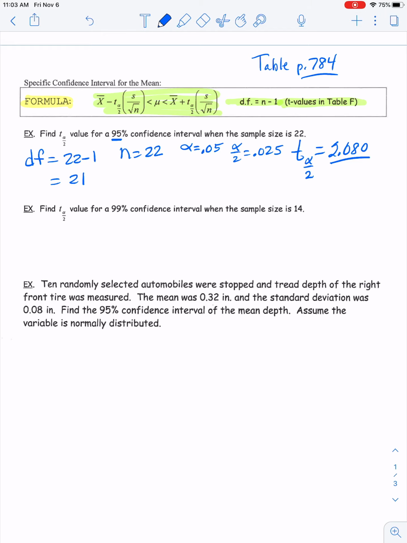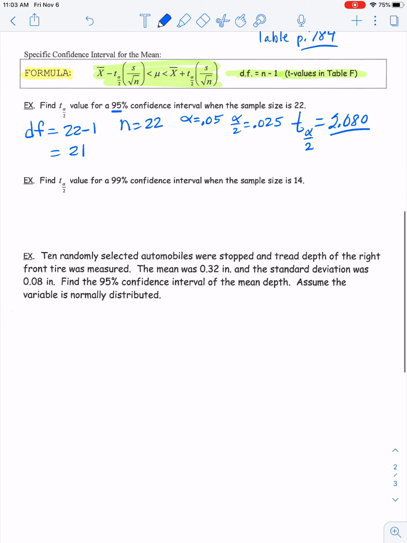We're not going to do tons with it right now just because of our given situation. But let's do another one. The next one, 99% confident, sample size 14. So N is 14. That means your degrees of freedom is 14 minus 1, or 13. Alpha this time, if we're 99% confident, is 0.01.